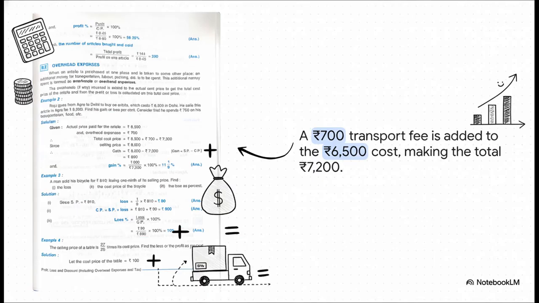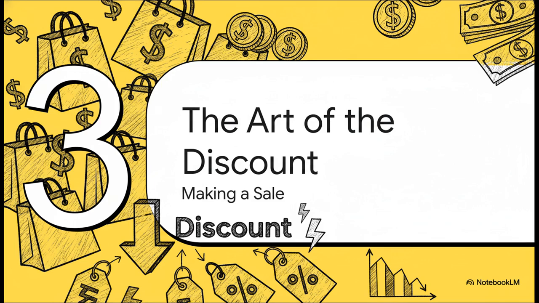Let's make this real with an example. So, a shop buys an item for 6,500 rupees, but it costs another 700 rupees just for transportation. So their real actual cost isn't 6,500 at all, it's 7,200. Any profit they hope to make has to start after that 7,200 mark. Okay, now for the fun part, the part we all as customers are waiting for, the sale.